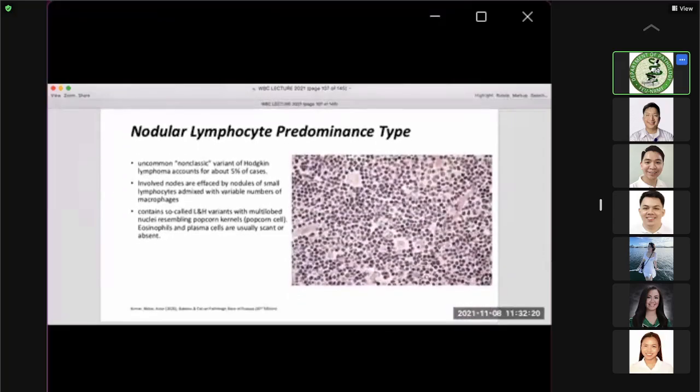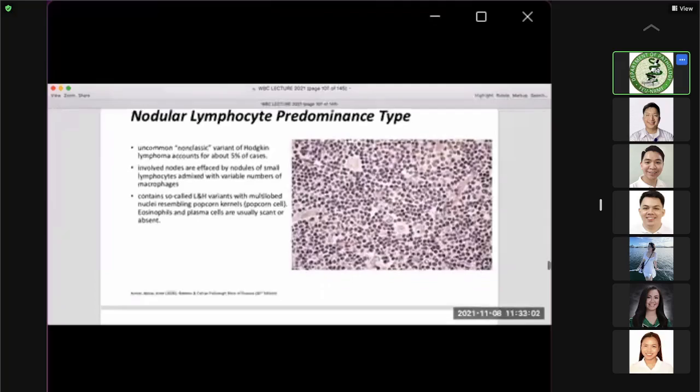Then we have the nodular lymphocyte predominance type. This is an uncommon, non-classic variant of Hodgkin's lymphoma that occurs in about 5% of cases. Nodes are effaced. Effaced means the usual characteristic of a normal lymph node is gone. So effaced by nodules of small lymphocytes admixed with a variable number of macrophages. It contains so-called LP variants with multilobed nuclei resembling popcorn kernels. I told you earlier, popcorn cells. Eosinophils and plasma cells are usually scant or absent in this type.